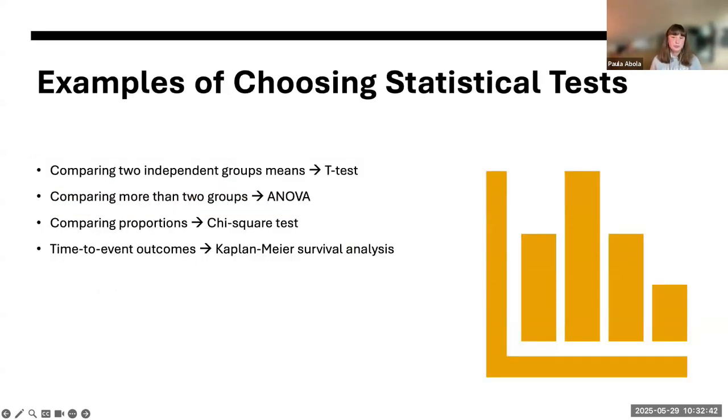So here's an overview of what statistical tests you would choose. If you have two independent groups and you are looking at the means, you're using a t-test. If you're comparing more than two groups, you're using an ANOVA. If you're comparing proportions, you're taking the chi-square test. And then you have time-to-event outcomes for Kaplan-Meier survival analysis. So all of this might seem like a lot, and I myself have to cheat every time I do a study. I have a cheat sheet like this that says if you're looking at this, you have to use this statistical test, because it's almost impossible to remember all of them.